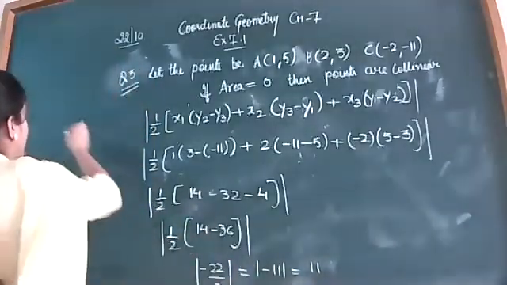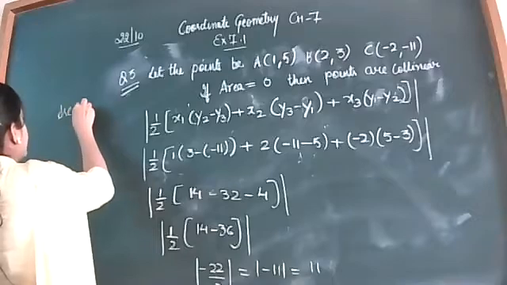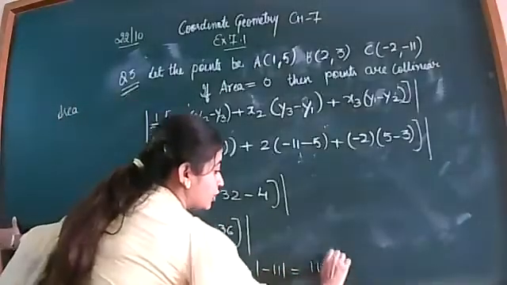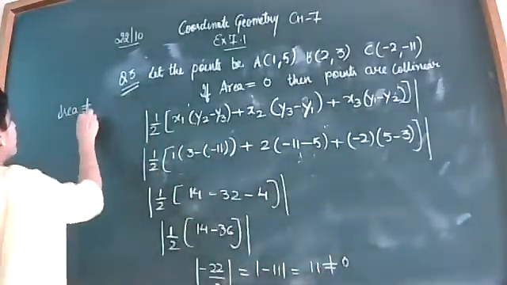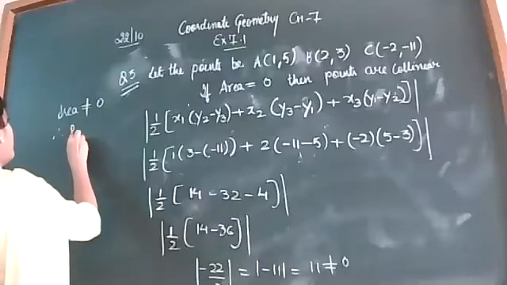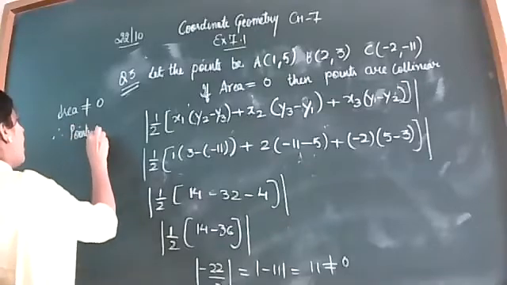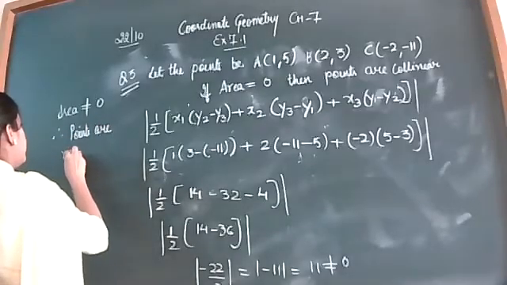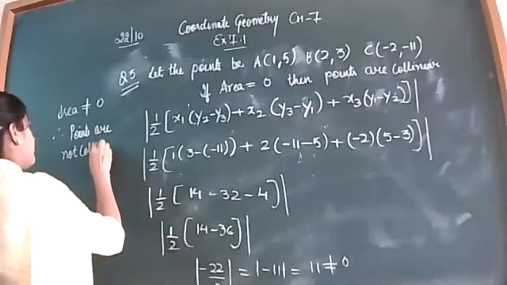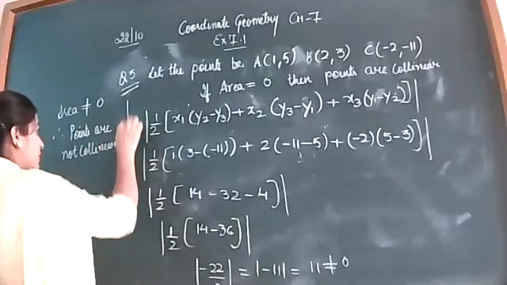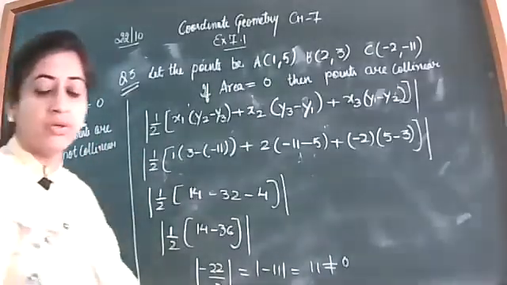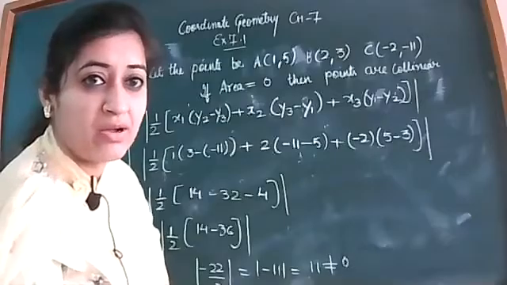Then after this, you will write here area not equal to 0. Therefore, points are not collinear. Is it okay, beta? Any doubt? Any doubt, beta?